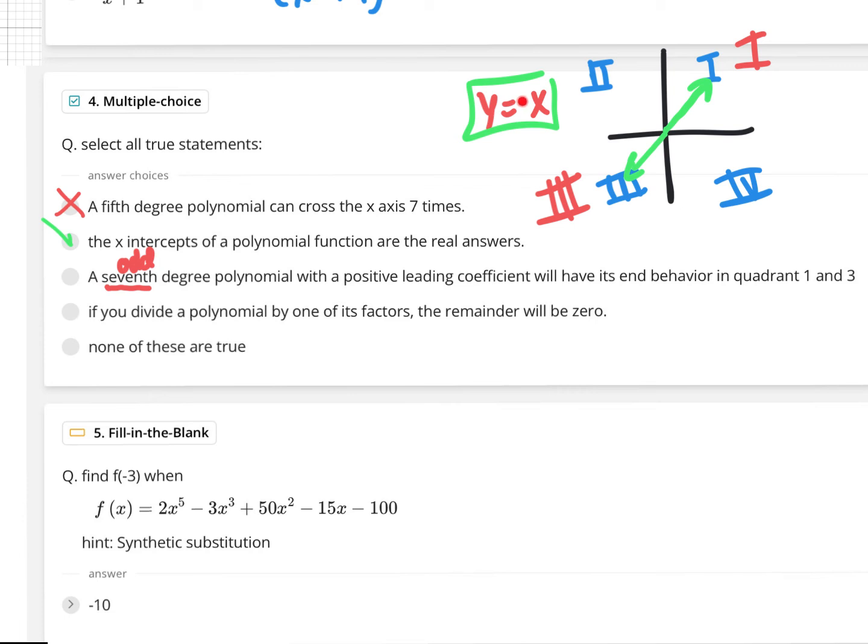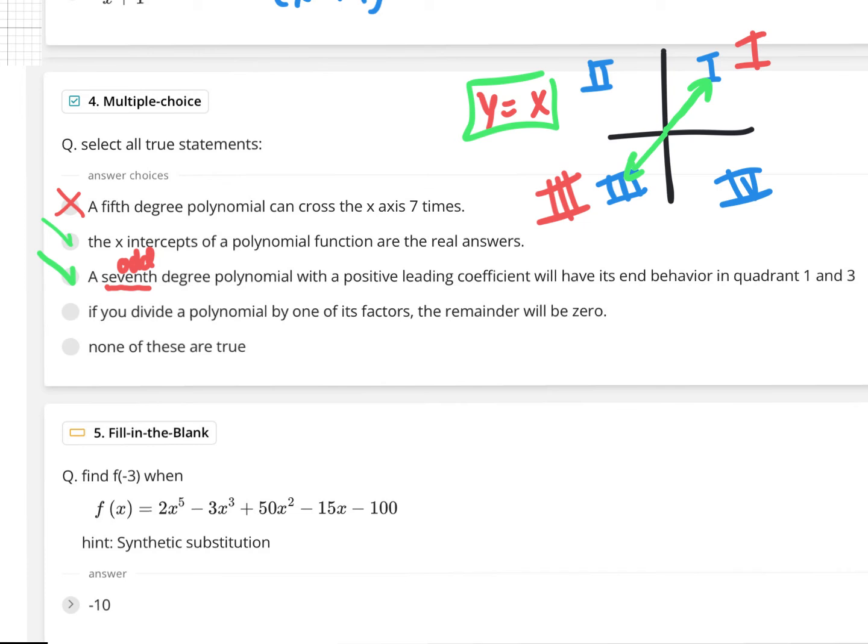Now, what happens if it had a negative sign? Then it would reflect it over the x-axis and it would have it in 4 and 2, 2 and 4. So keep that in mind, because I always, on the test, go back to these problems and change one word or two. Maybe I changed odd to even, right? Or maybe I changed quadrants 1 and 3 to 2 and 4. I don't know, but it's pretty much the same exact test, just with a couple of different words changed. So this is correct. Moving on.